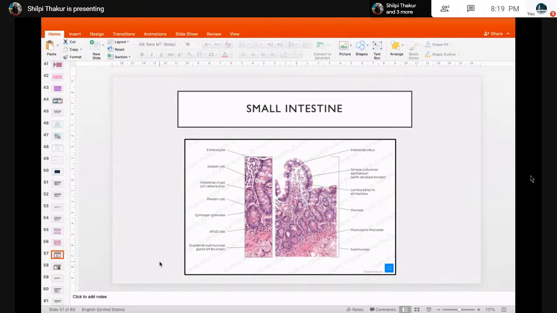So that completes the epithelial neoplasms of the stomach. Now coming to the next, the small intestine. Histologically, the small intestine comprises the mucosa, submucosa, muscularis propria, and serosa. The mucosa comprises the intestinal villi, and mostly their function is absorption.